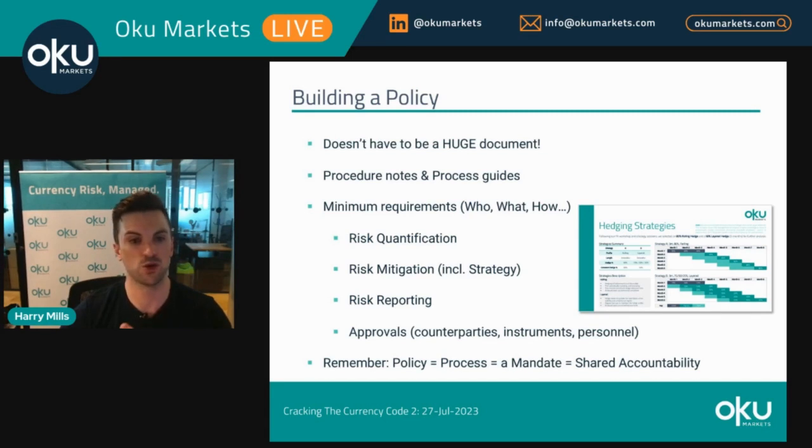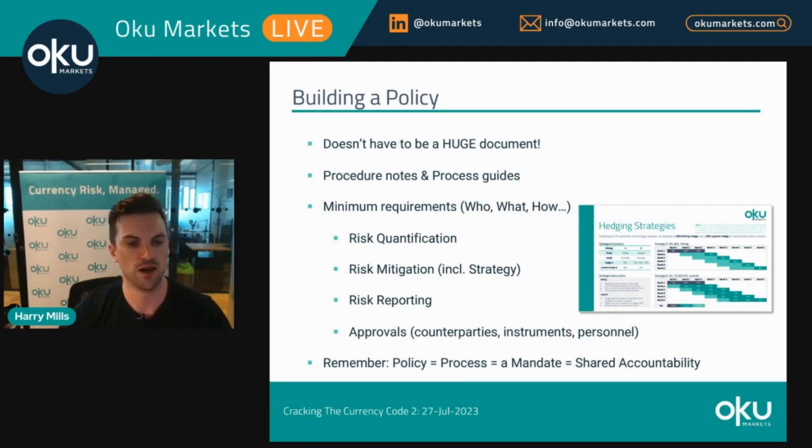So risk quantification. What is our risk and how do we measure it? Our risk mitigation strategy. And I've put on an image from a slide pack. This is the sort of thing that we do for our clients and the way that we demonstrate it. Risk reporting. So how are you going to report on your risk level on an ongoing basis, your inherent and your residual risk? Who's going to do it? What are the metrics you're going to use? What are the thresholds and benchmarks?